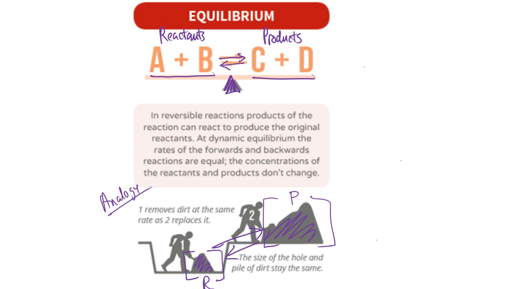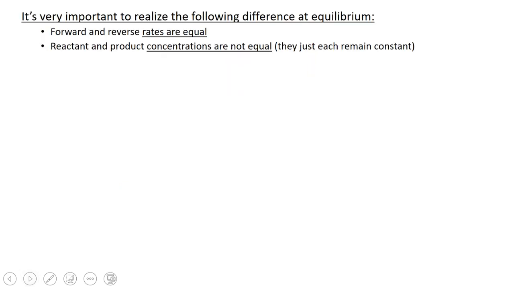If it happened instantaneously and we couldn't see them actually shoveling, then what would we see? We would see these piles stay exactly the same size. And it's because the rate of removal cancels out the rate of putting it in, whatever you want to call that, okay? So following things at equilibrium, really important to understand this. The forward and reverse rates are equal, the concentrations are not equal.